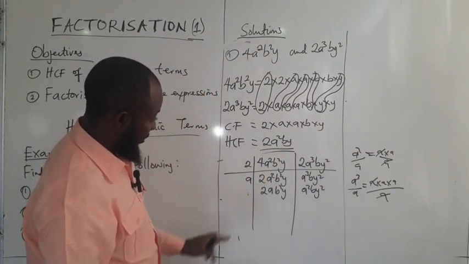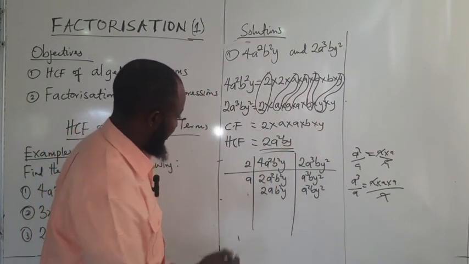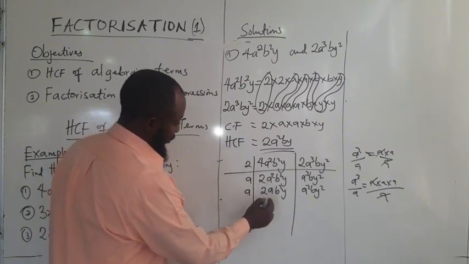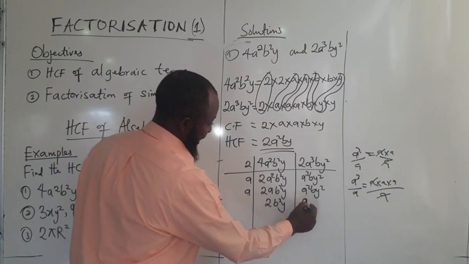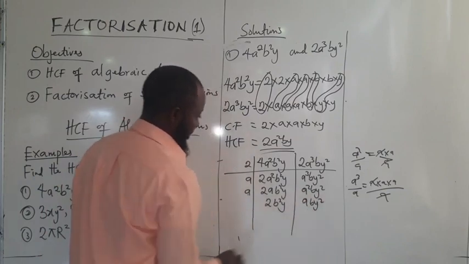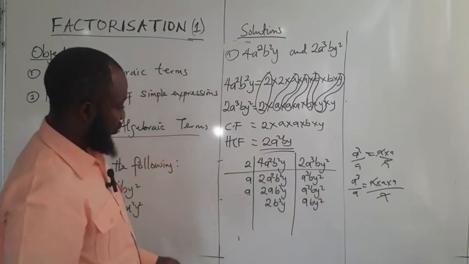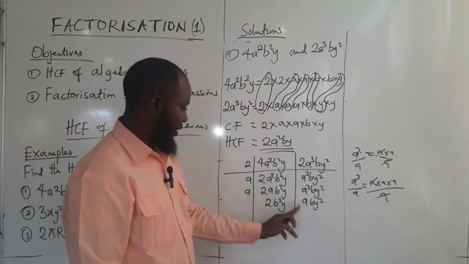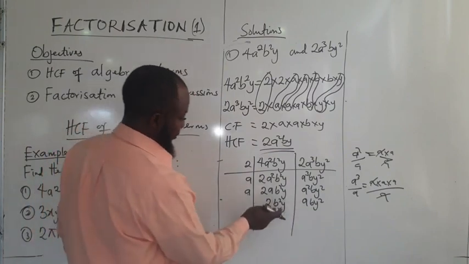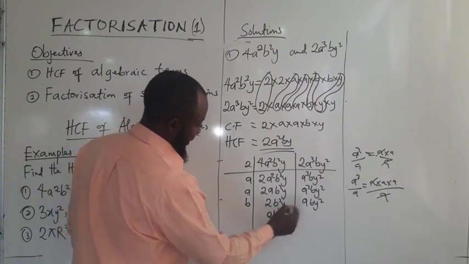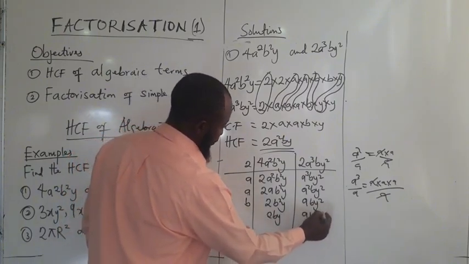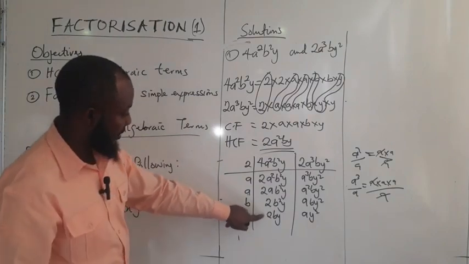So what can go again? A is still common to both of them. We use A again. So this will remain 2 B squared Y. This will remain A BY squared. So A cannot go. We have 2 here, we don't have 2 here. So what next is B? B, we have, this will remain 2BY, and this will remain AY squared. I hope I'm making sense.